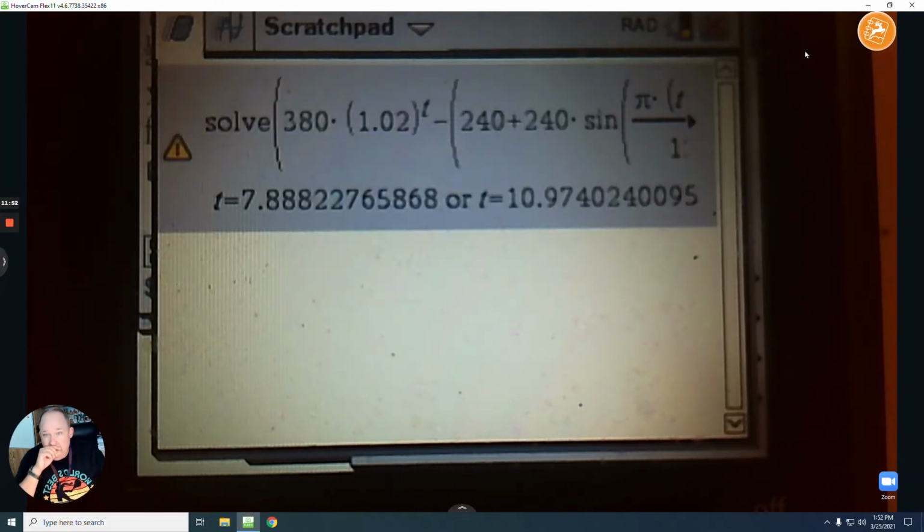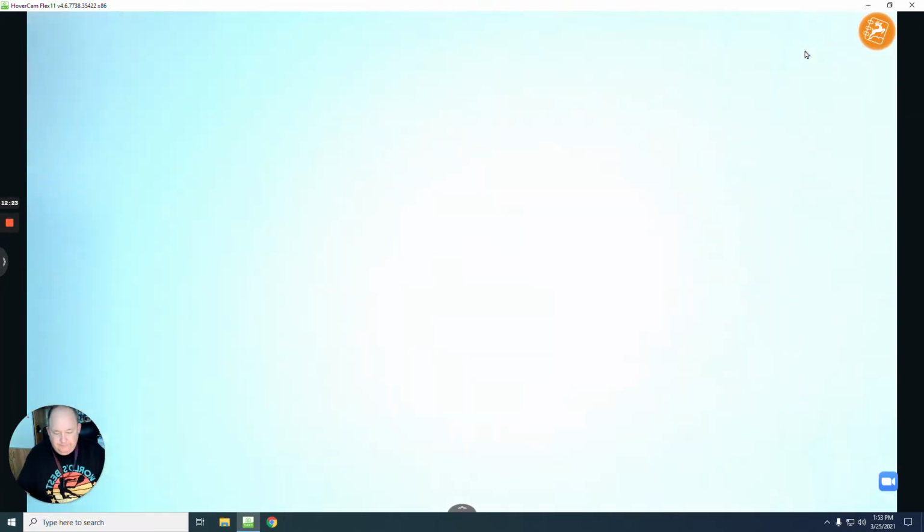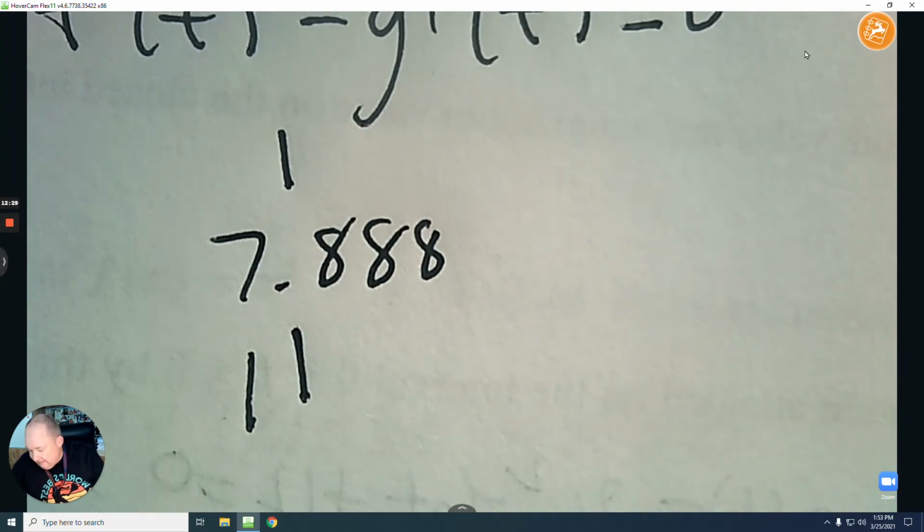All right, so I solved that equation. I want to know when the two rates are exactly the same, and then I can test those to see if that creates a maximum or minimum. So the two answers I get are 7.888 and the other is at 10.97. If you round it, that's really 11, and that's the end of our restriction. So we have 1, 7.8, and 11.